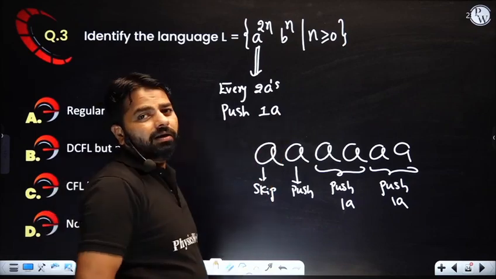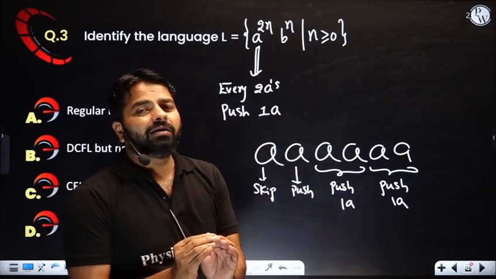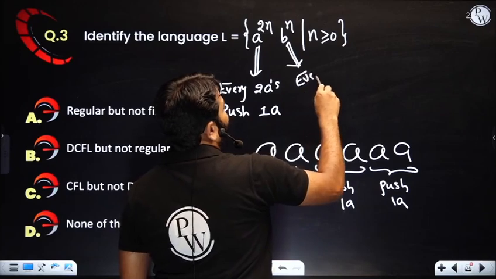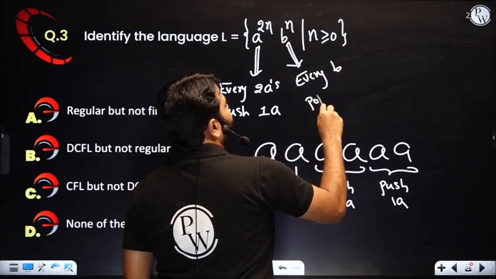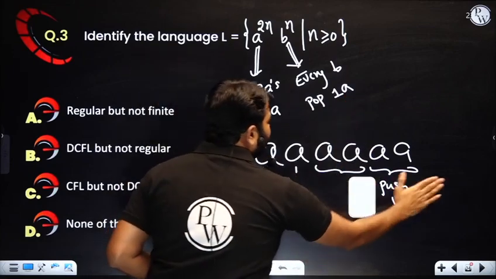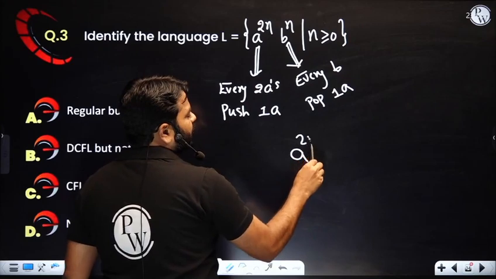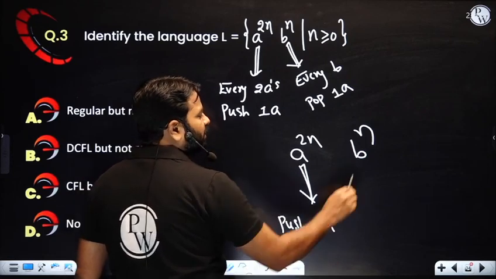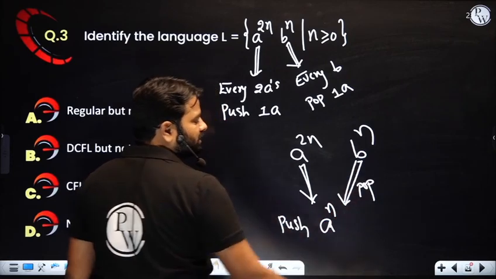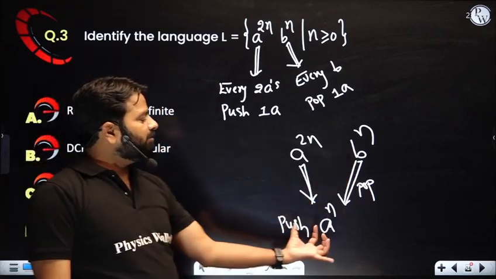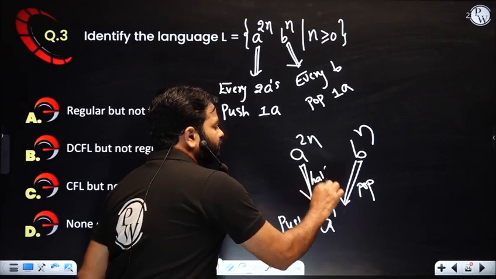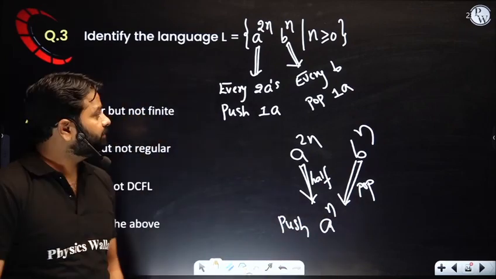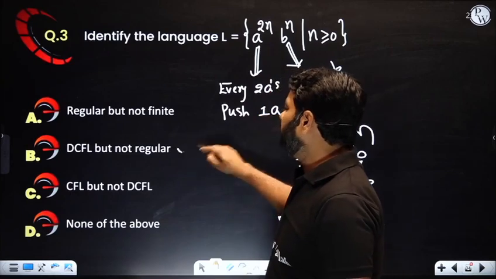So what happens? For 2n input A's, you will have n A's on the stack. Then for every B you can pop one A. That will work. So what did you do here? A power 2n, B power n. For A power 2n, you push A power n symbols. For B power n, you pop exactly the same n symbols. So A power n is the key. You made it half while pushing, so that for the B's it matches exactly. Fine.